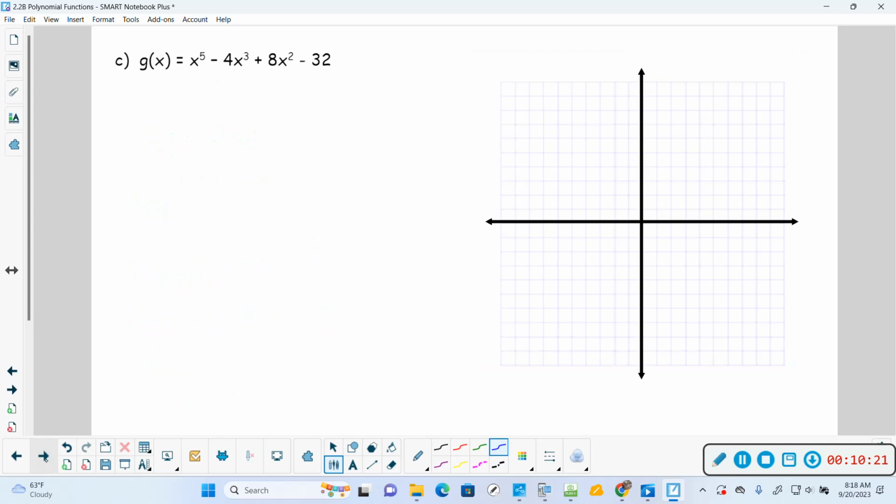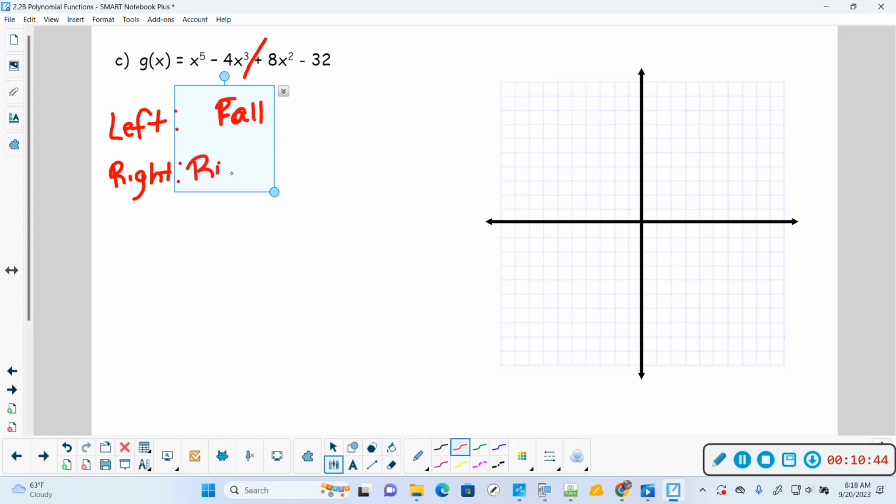The only reason I'm doing this last one is I just want you to have your 5th degree, and of course your 4 terms, so we will get into factoring that by grouping. But let's do our ends. 5th degree, so we're going to have one of each, one left, one right, they'll be split. So of course the left is going to fall, just like slope. The right's going to rise. And then of course let's get our zeros.